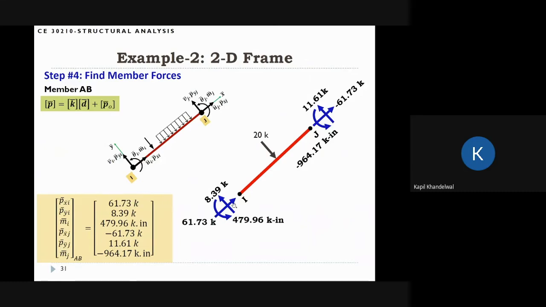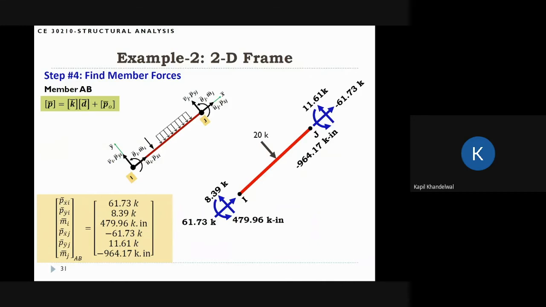And if you think very carefully, 11.61 plus 8.39, they add up to 20, because the total shear is equal to the total force applied on this member. And you can clearly see by looking at the Pxi and Pxj that this member is under compression, and the compressive force is 61.73 kips. Okay.